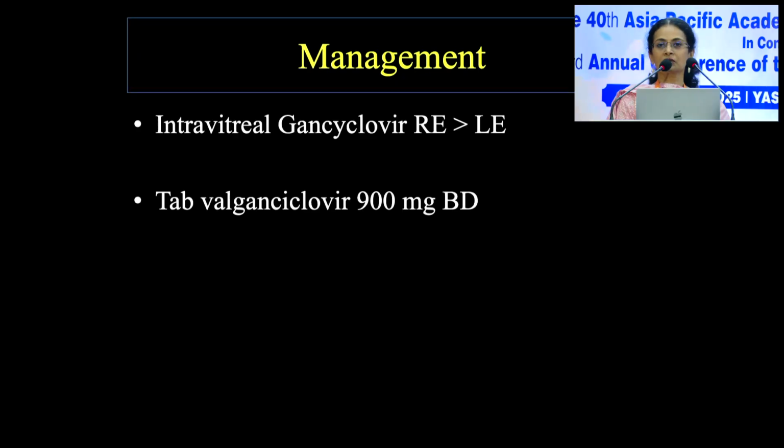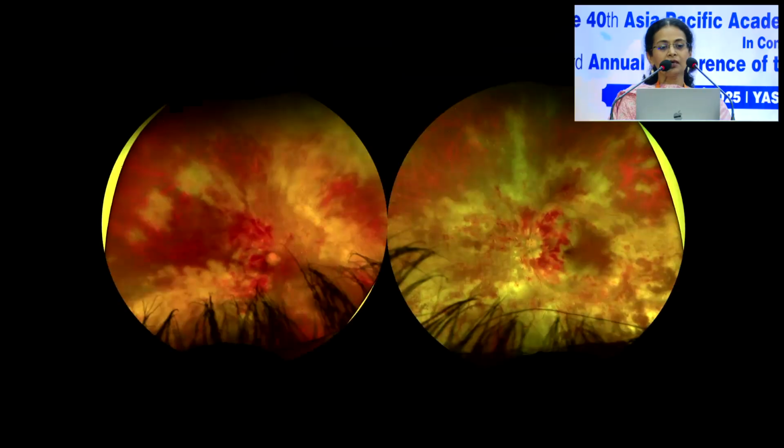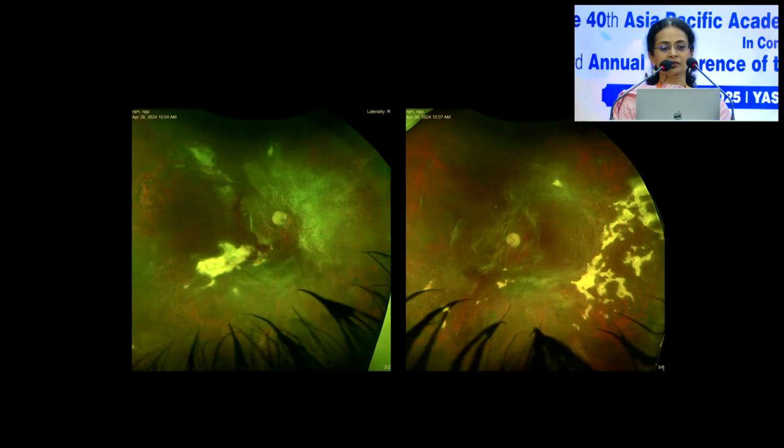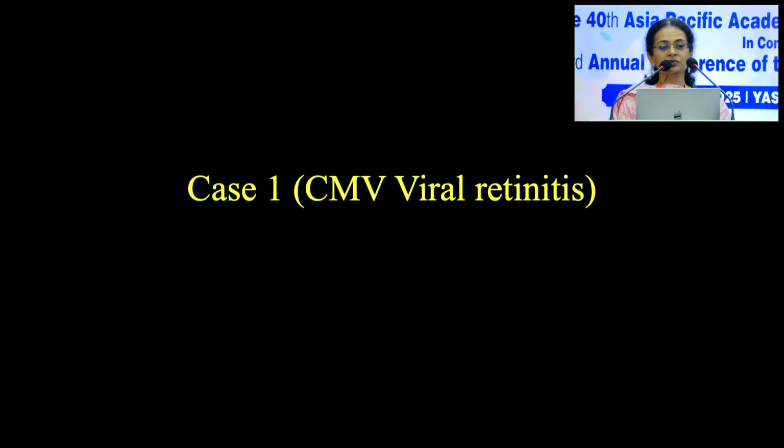So he went on to receive multiple intravitreal ganciclovir injections and also received oral valganciclovir. And this was the baseline presentation and the anatomical outcome we could achieve to some extent. And the lesions resolved very fast. So we demonstrated the presence of CMV virus in the anterior chamber, but if it had been done timely, the prognosis would have been much better. So this was a case of CMV viral retinitis.